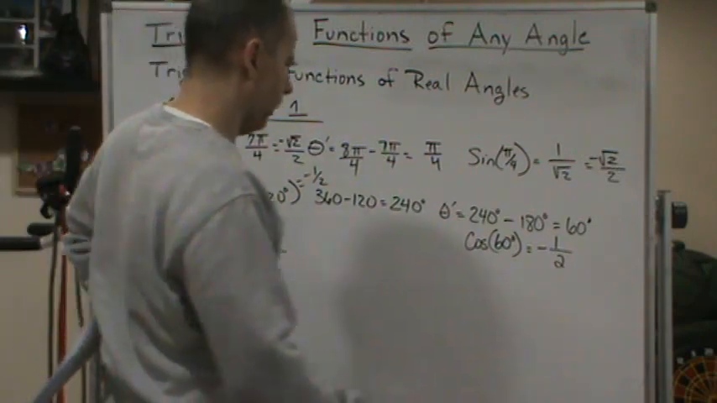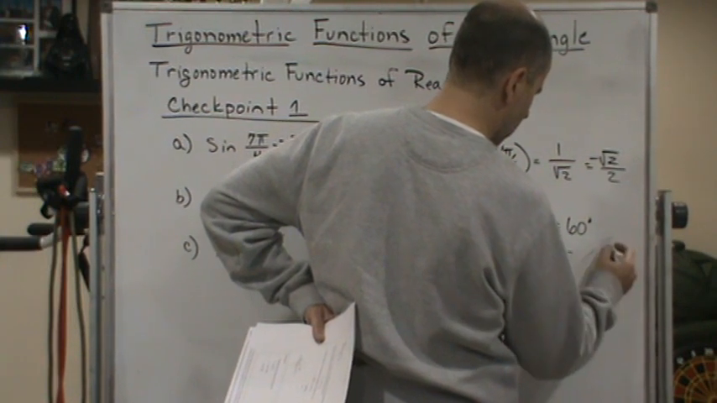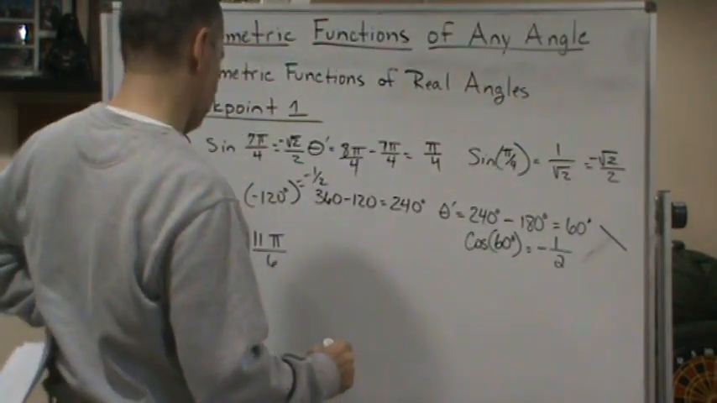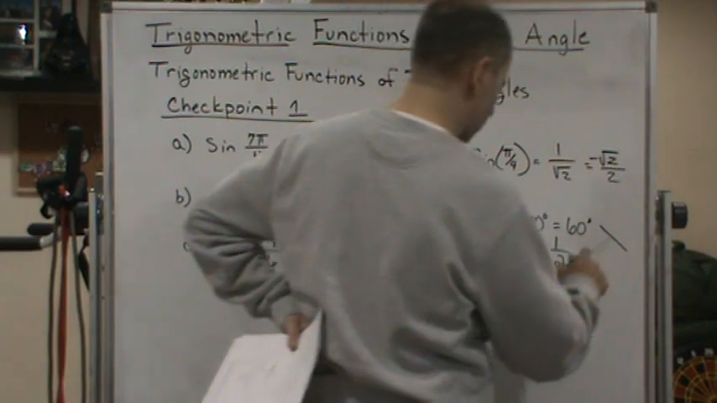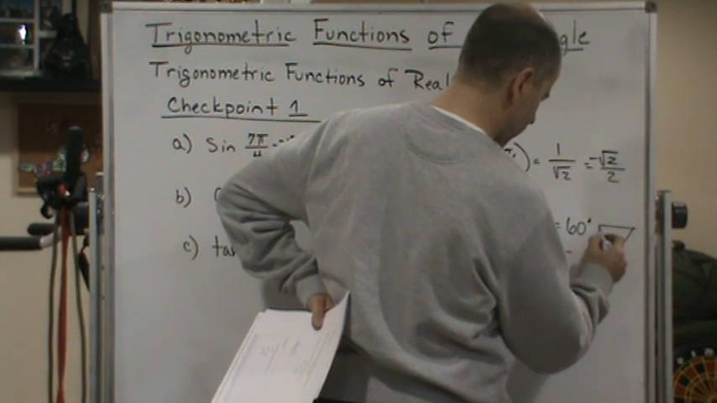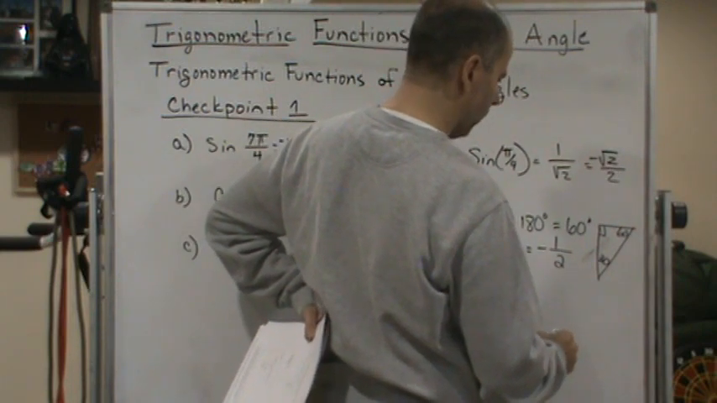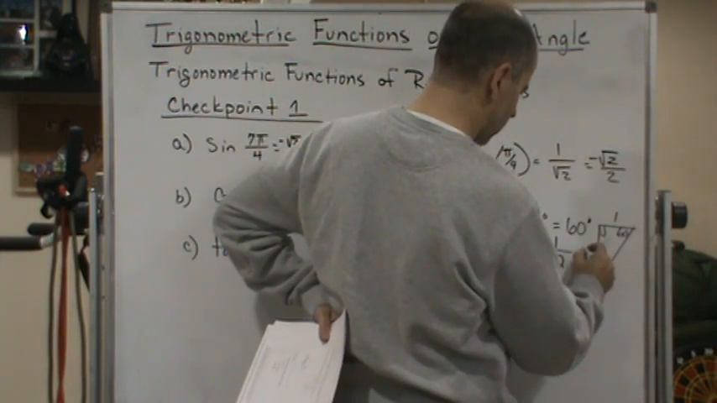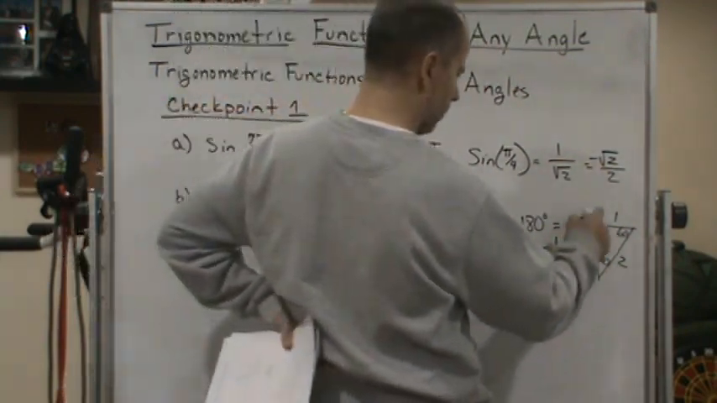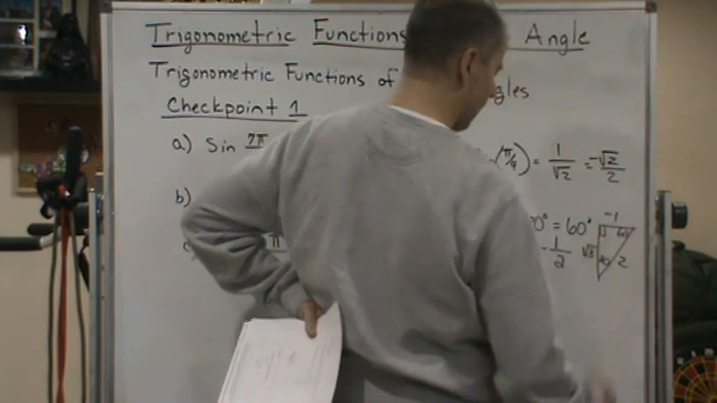Again, just think of this. 240, yeah, it's in the third quadrant. I just want to make sure I draw this correctly. So we're going to be here. So this is 60, 30, and remember, it's always going to be 1, square root of 3, 2. So in this case, it's going to be 1 over 2, and it's going to be negative, because this is negative.